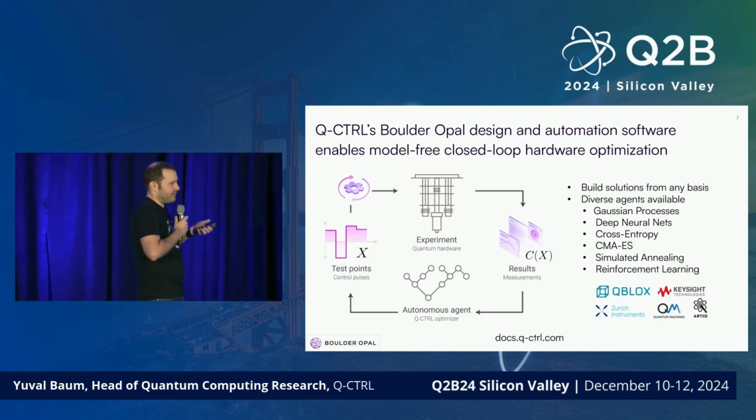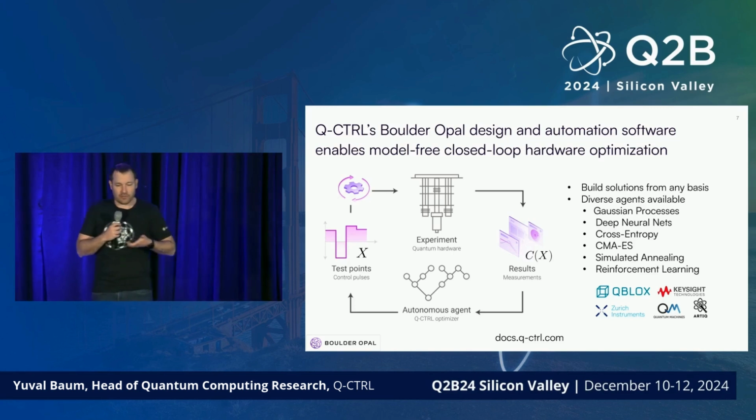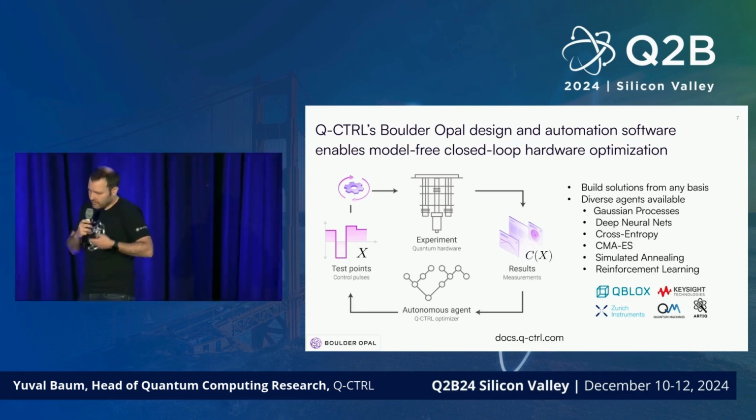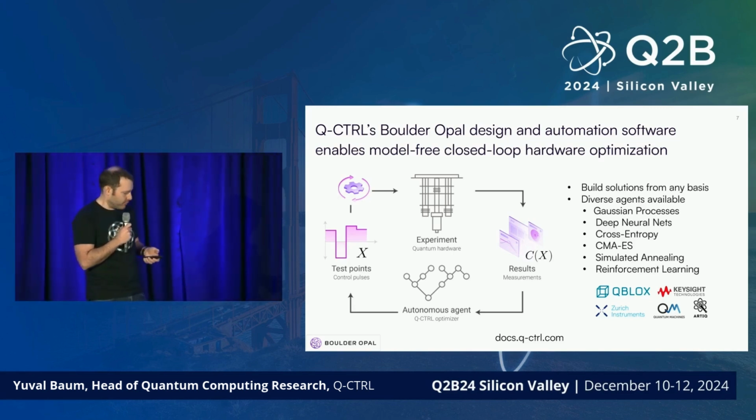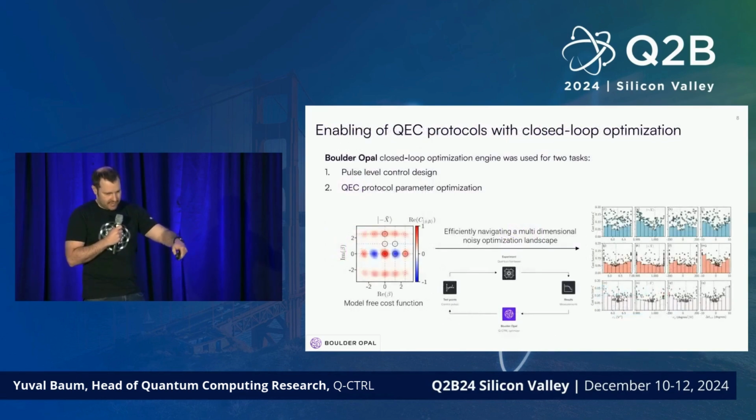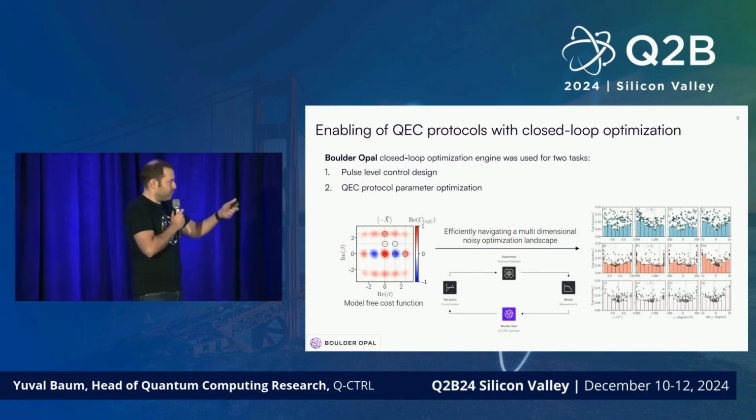There are different kinds of optimization algorithms that are known to be black box optimization algorithms, and actually our product, Boulder Opal, supports all of them out of the box, so you can just use them. So this is what they did. They used our black box to do two things.